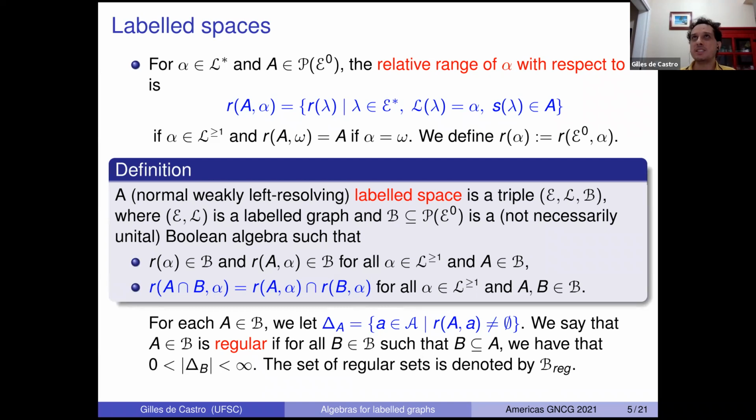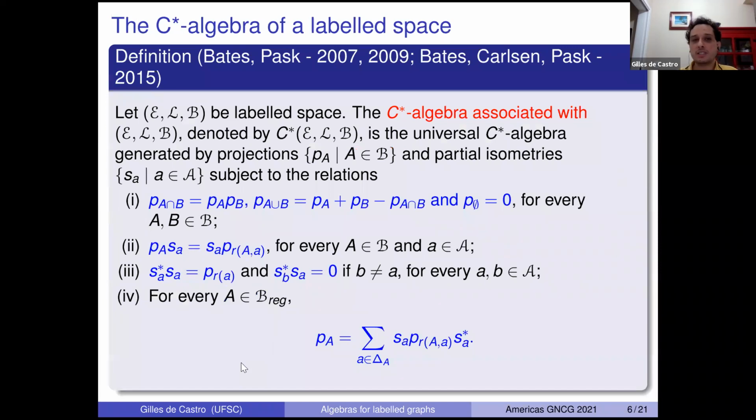So finite means that it's not an infinite set, and being different from zero means that it doesn't consist only of sinks. The set A and the set B can have sinks as long as you can't isolate the sinks inside the Boolean algebra. But it's kind of the analog for graphs. And so you get the definition of the C*-algebra of the labeled space.